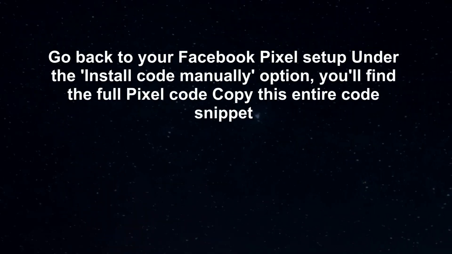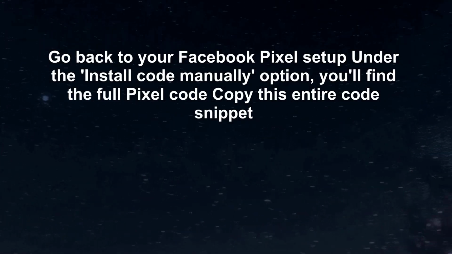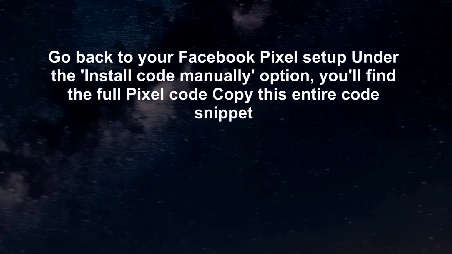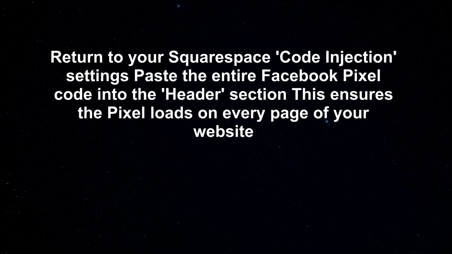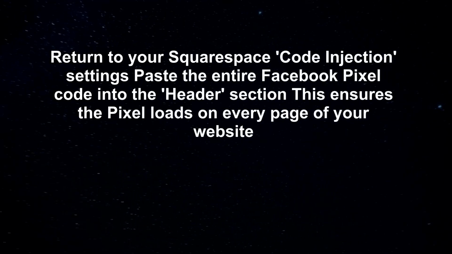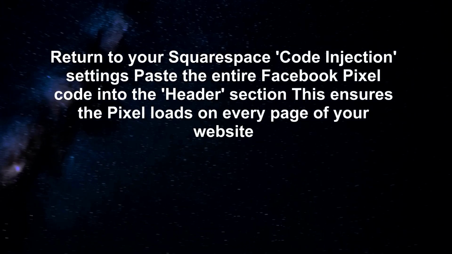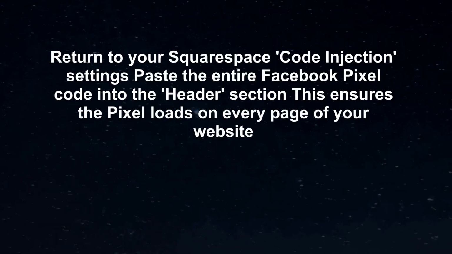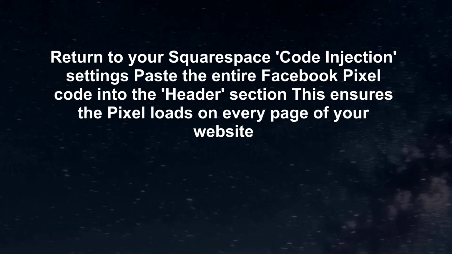Go back to your Facebook pixel setup under the Install Code Manually option. You'll find the full pixel code. Copy this entire code snippet. Return to your Squarespace Code Injection Settings. Paste the entire Facebook pixel code into the header section. This ensures the pixel loads on every page of your website.